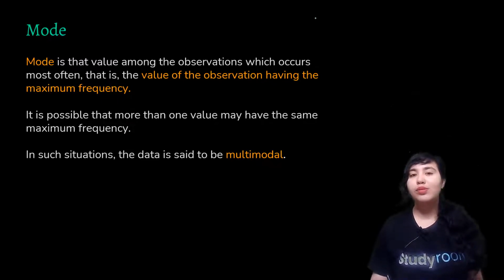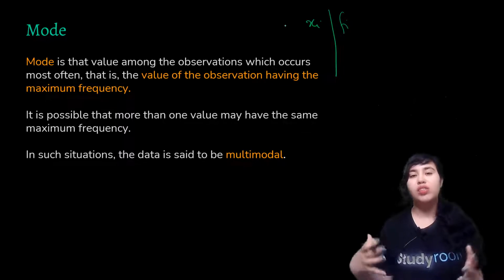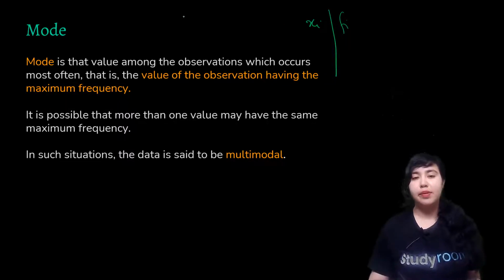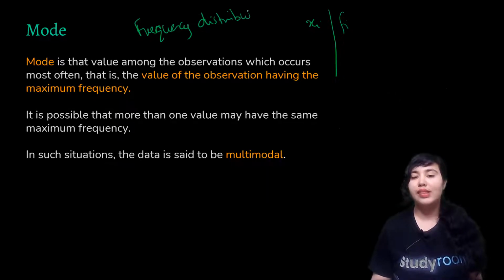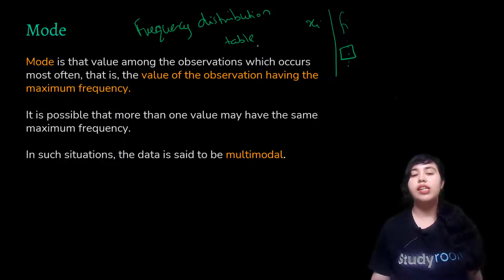So I hope you remember what a frequency distribution table looked like. So this xi, fi, a table having these columns is called a frequency distribution table. So you should know what this table refers to. It's the frequency distribution table. So here you look at the frequencies. Spot the observation which has the maximum frequency, and that is how you will get your mode.